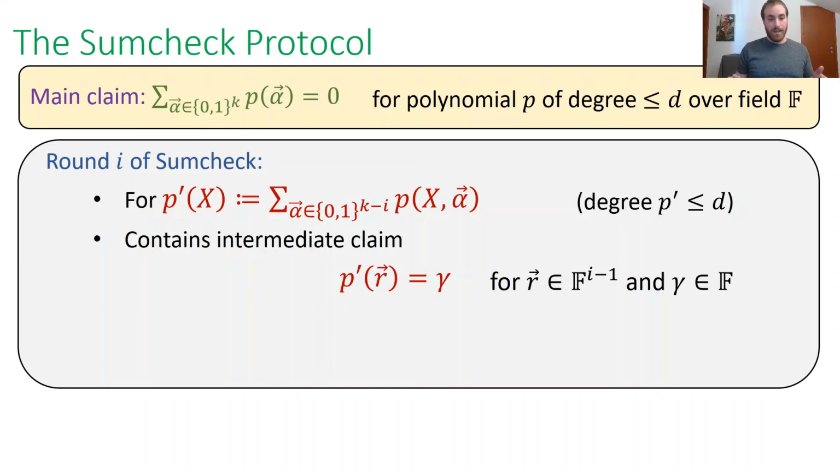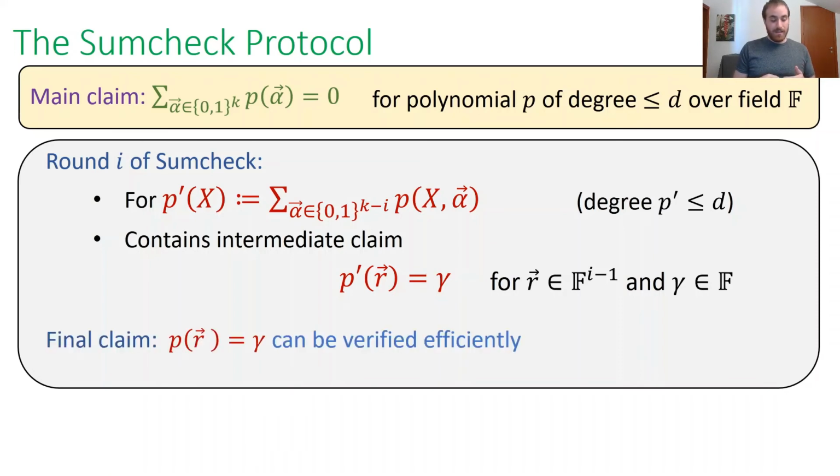And we have an intermediate claim that p prime at some point r is equal to some field element gamma. And following the kth round of interaction, the claim is that the polynomial p at some fixed point r is equal to gamma, which can be efficiently verified by computing the polynomial at one single location.